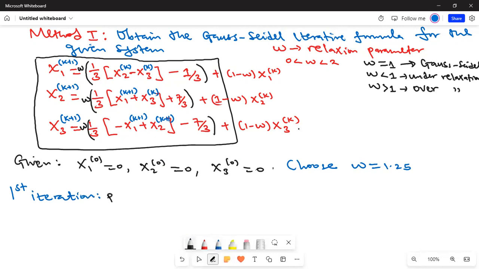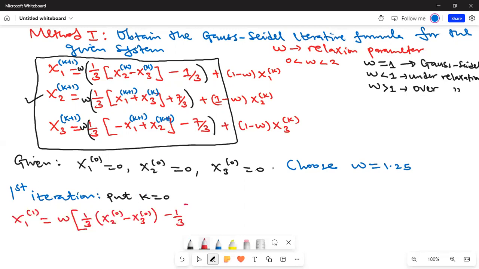What do you do? You need to put k equals 0 in this iterative formula so that x1 at level 1 will be equal to omega times 1 over 3 into x2 at level 0 minus x3 at level 0, then minus 1 over 3, plus 1 minus omega times x1 at level 0.